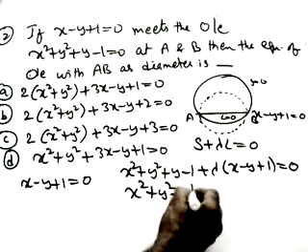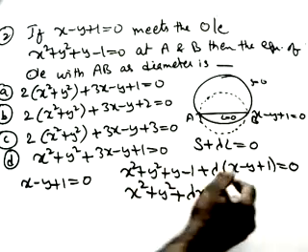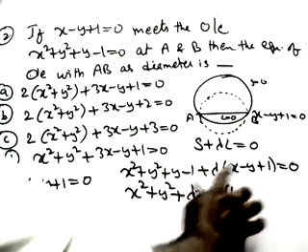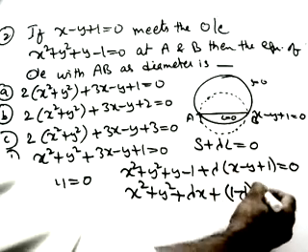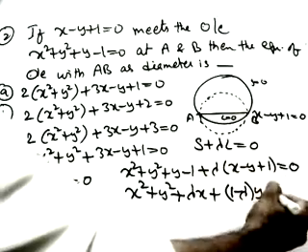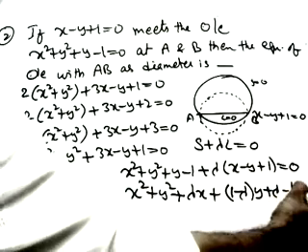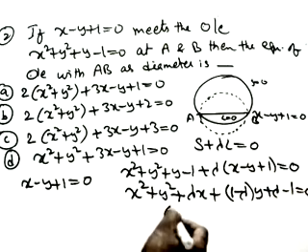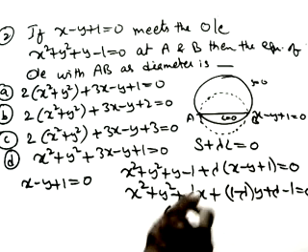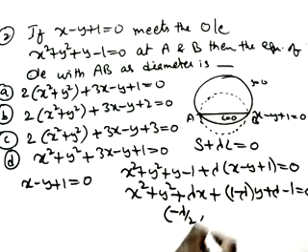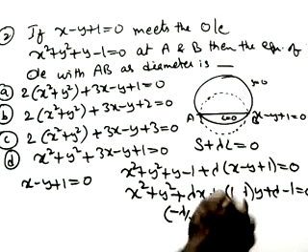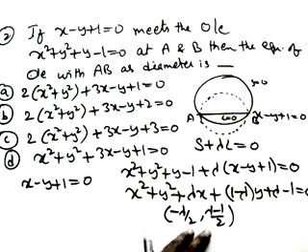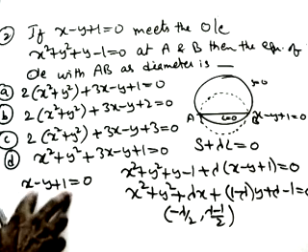X square plus y square, you are having lambda x plus lambda x. If you take y common, here you are left with 1, and you are left with minus lambda into y. Now lambda into 1, lambda minus 1 equals to 0. So we got the general form. Now what is the center here? Minus g. G is lambda by 2, so minus g means minus lambda by 2. Minus f, you multiply minus, this will become plus, this will become minus: lambda minus 1 by 2. Now this is the center.